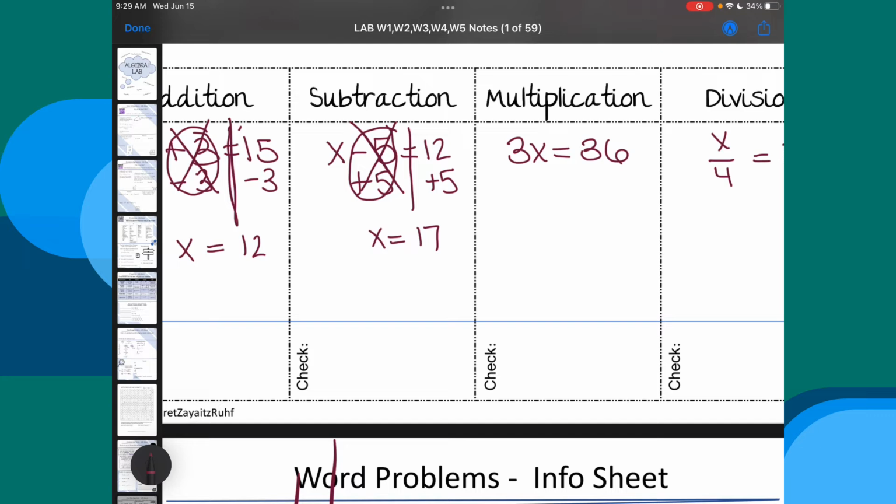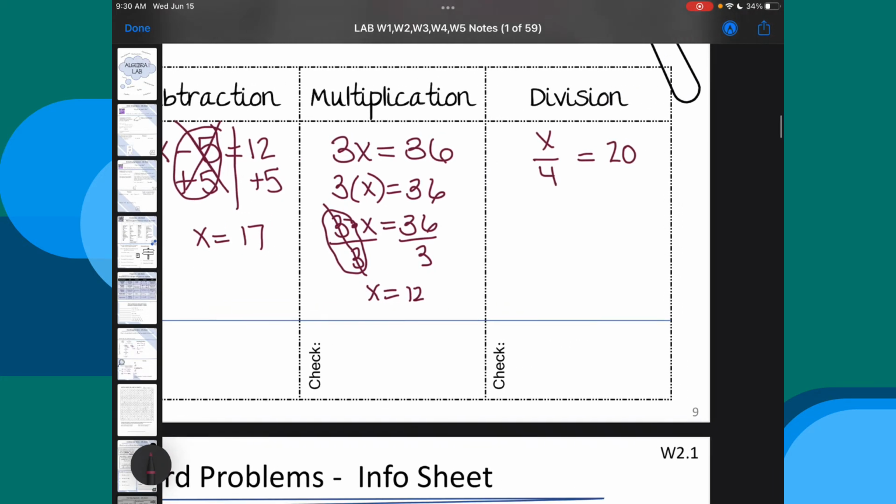Remember, multiplication can be written different ways. 3x, 3 parentheses x, and 3 with the dot x all mean the same thing. When we have a multiplication problem, we undo using the inverse of division. We make sure to do it to both sides. 3 divided by 3 is a 1 pair. They cancel to 1. So we're left with x is equal to 12.